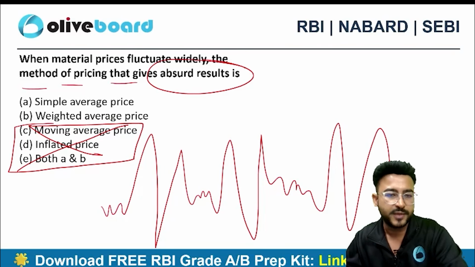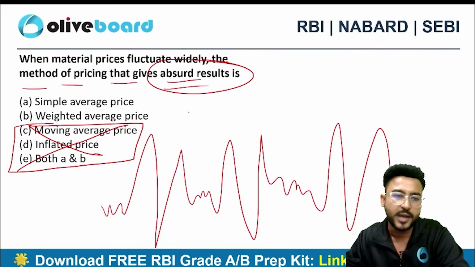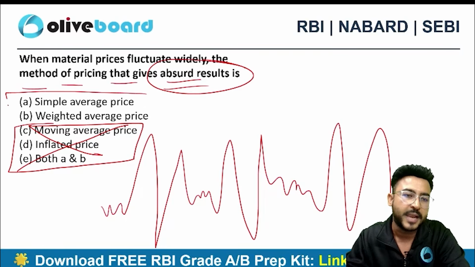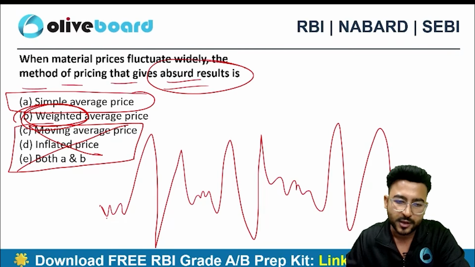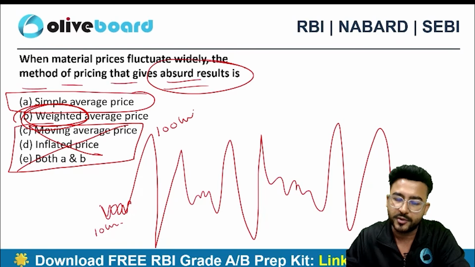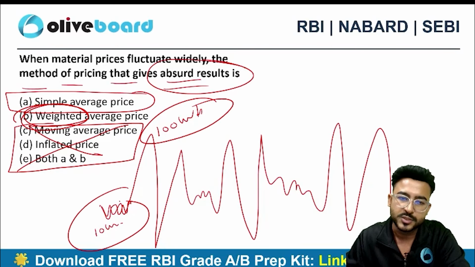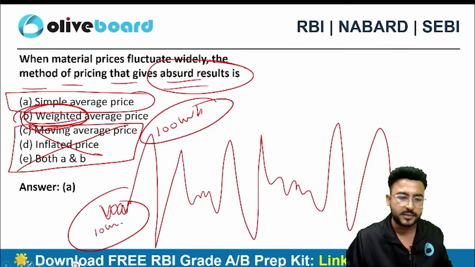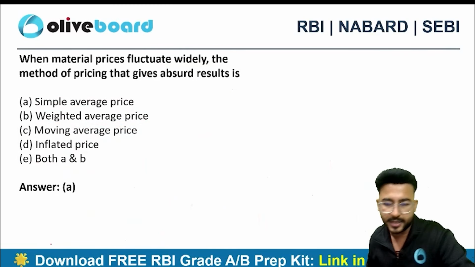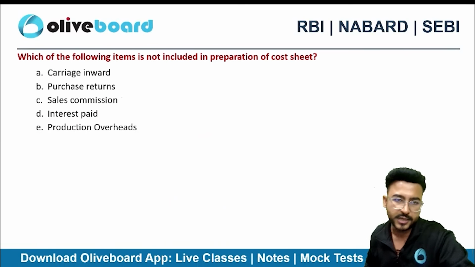Simple average will give you an absurd, unclear result. Why? Simple average is not considering the weights. And when I consider the weights, what if there are lower fluctuations? I bought 10 units. What if there are higher fluctuations? I have taken 100 units. So this will be factored in because of the weighted average, and simple average will be giving you the absurd result. That's why option A is the correct one here.